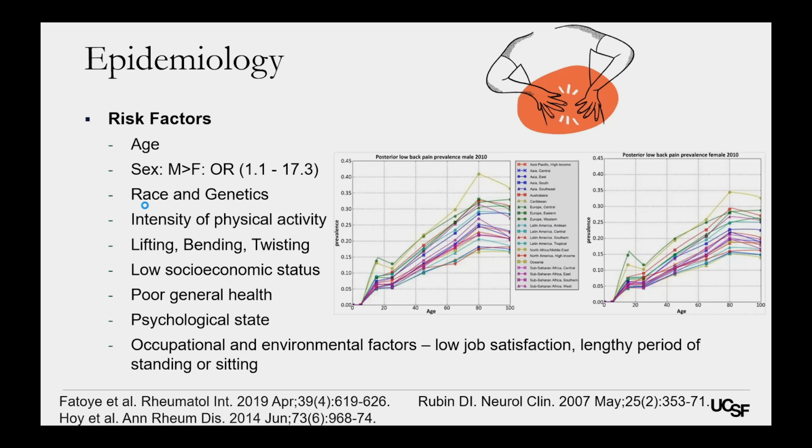Race and genetics, intensity of physical activity, spinal load, activities that involve lifting, bending, or twisting, low socioeconomic status, including low education level, poor general medical health, including increased body mass index, an affected psychological state, especially with depressed mood, and occupational and environmental factors such as low job satisfaction, monotonous tasks at work, working with heavy weights, lengthy periods of standing or forward bending, all contribute to the risk of experiencing low back pain.